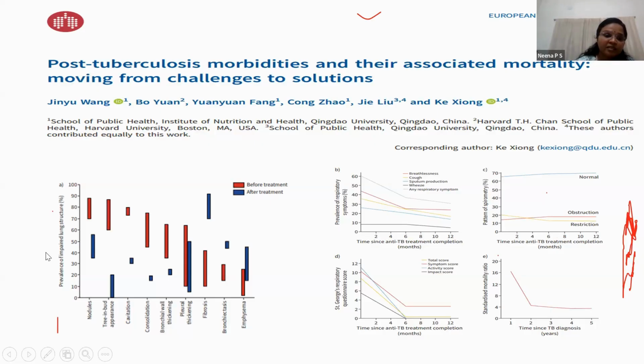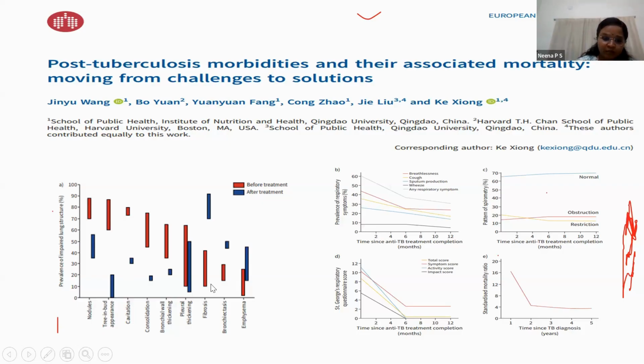And this is a CT pattern post-treatment. You can see that before treatment is red, after treatment is blue. You can see that the pleural thickening, the emphysema, then the tree-in-bud pattern, nodules, these are all persisting even after the completion of the treatment. So such post-TB lung changes can still be there.